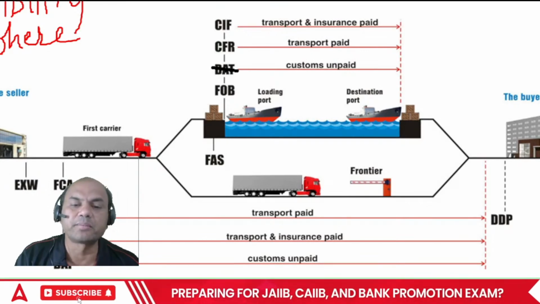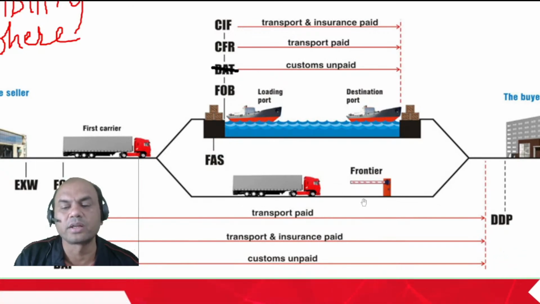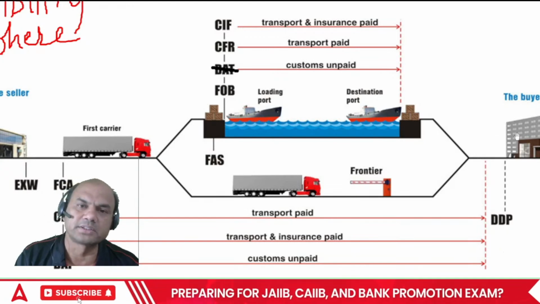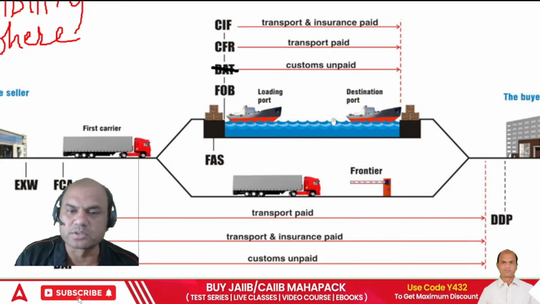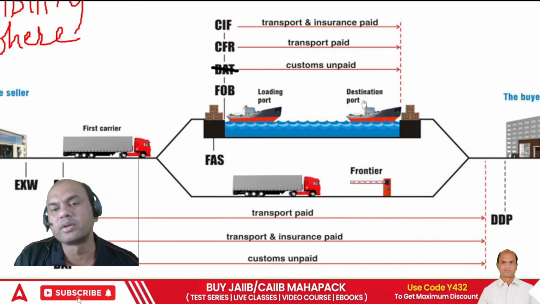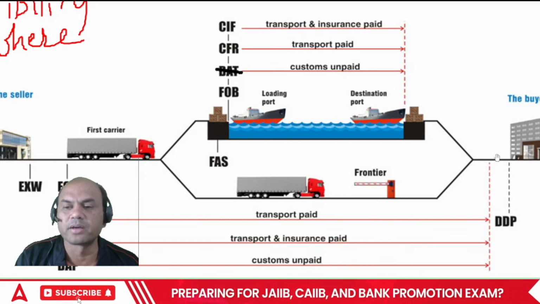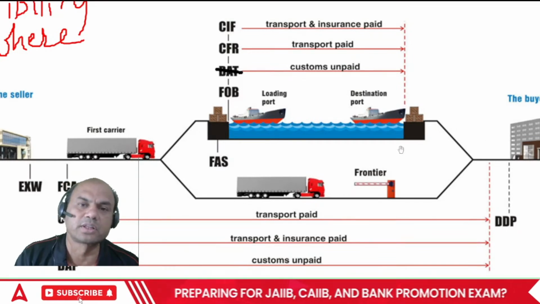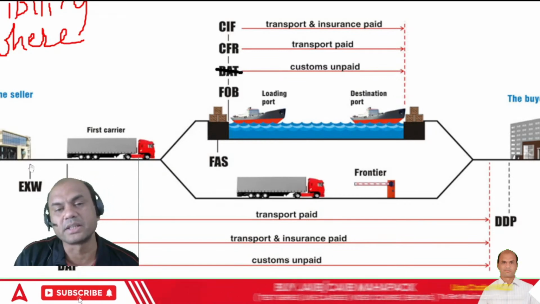DAP means delivery at place. It means I'll be told by the buyer, deliver at this place. So I'll just move this truck from here and put it on that place. That is called DAP. DAP is used in ships also. So I load it from here, take it to the other port, and take it from there and put it at some place. So the responsibility under DAP is maximum on the seller.